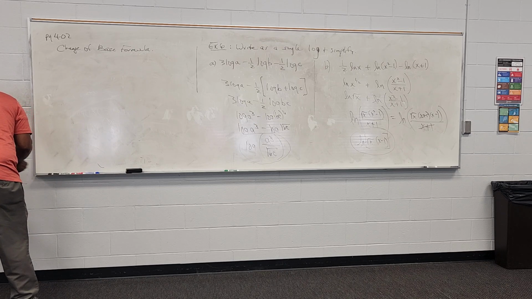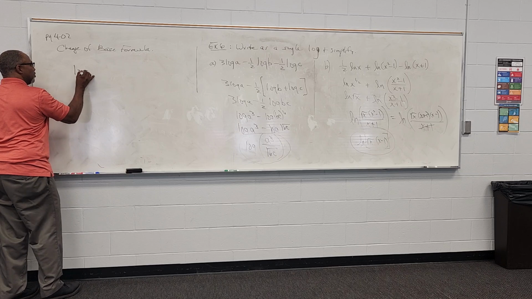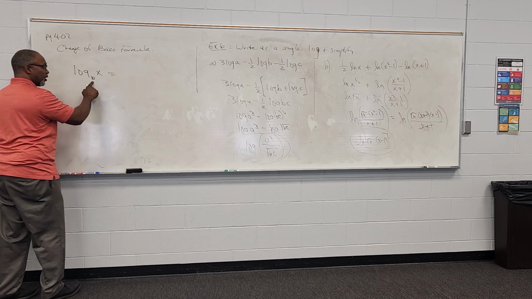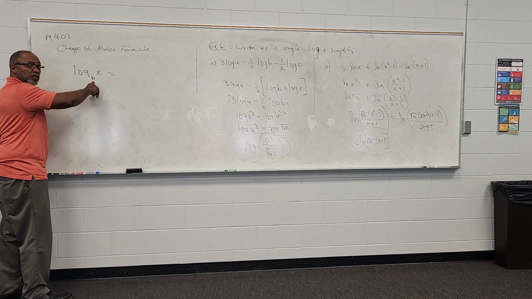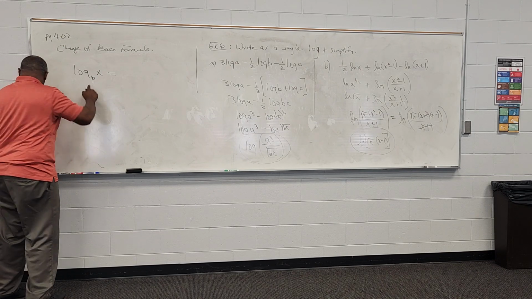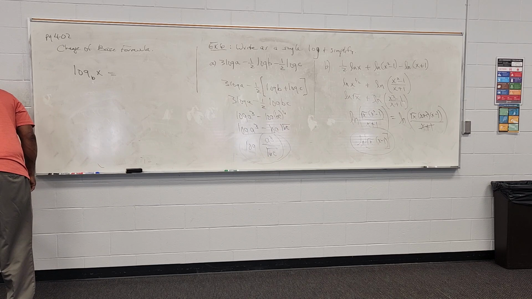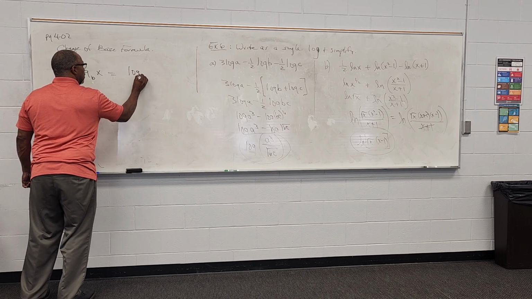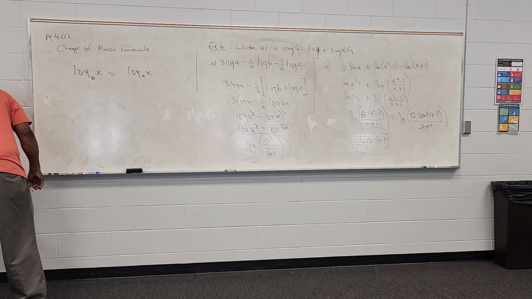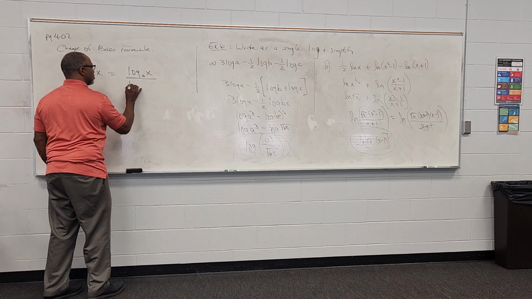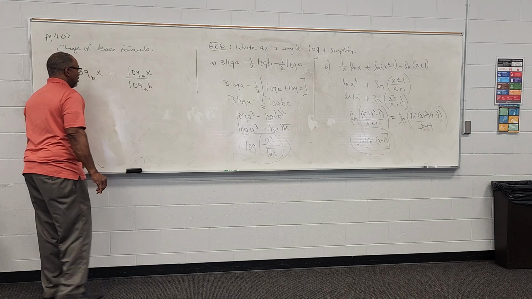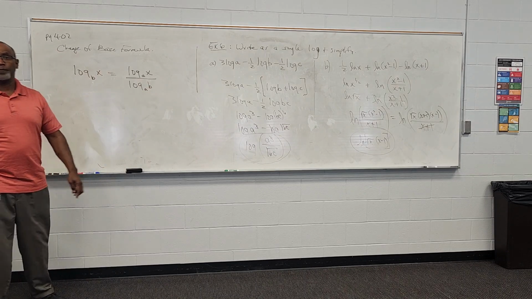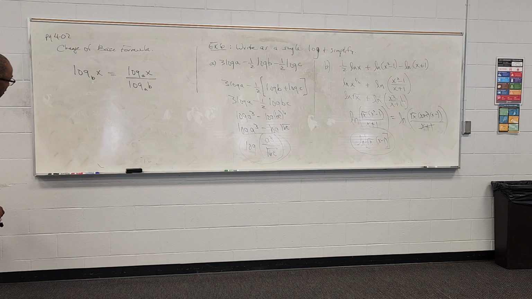The change of base formula says log to the base b of x. Okay, so I'm starting out with some base b. This b could be a 2. B could be a 5. I'm starting out with a base. And they say this is equal to log to the base a of x over log to the base a of b. So I'm going from base b to base a. I'm going from an expression that had base b, and I'm going to convert it into whatever base a I want. Okay?